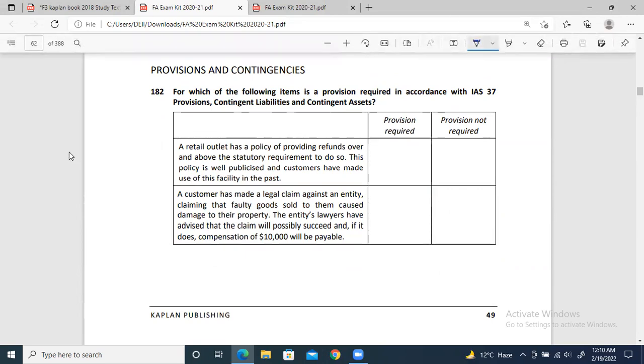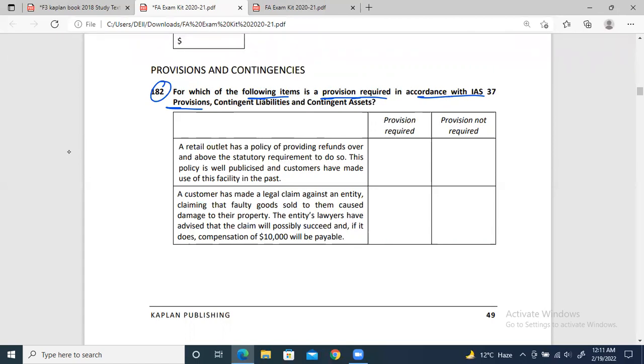All right. So first question is 182. So all the things that we have studied are now being applied over here. So for which of the following items is a provision required in accordance with IAS 37, which is this one. So this is testing about that table that we studied regarding the 4 stages of occurrence and all that.